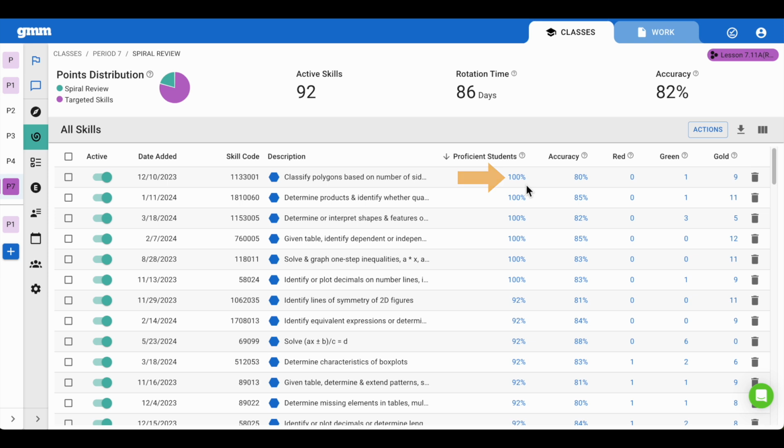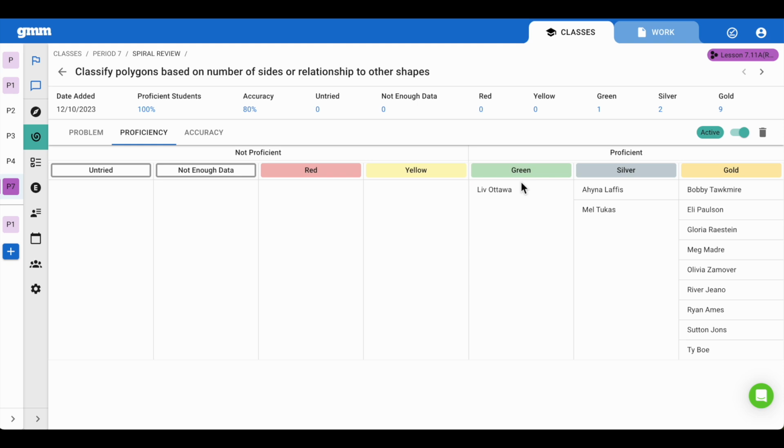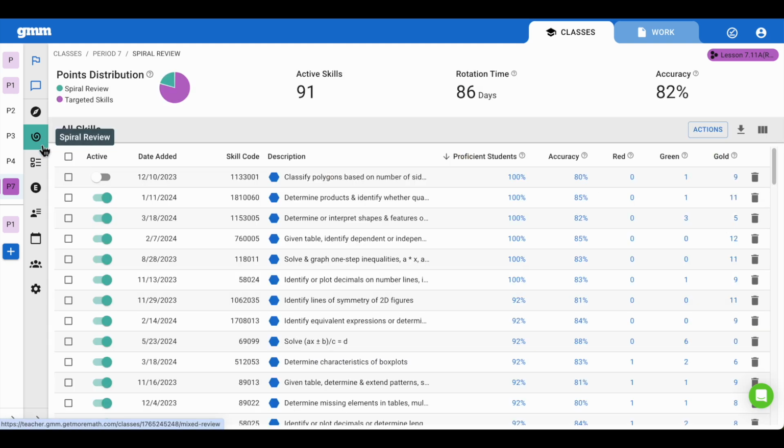100% of my students are proficient, which means all my students have earned either green, silver, or gold color ratings on that skill. I may decide to remove the skill from my students' Spiral Review, since all of them are proficient. When you deactivate a skill, the data related to that skill is still included in all data reports. You can also easily reactivate the skill in the future, since the skill will remain listed in the Spiral Review report.